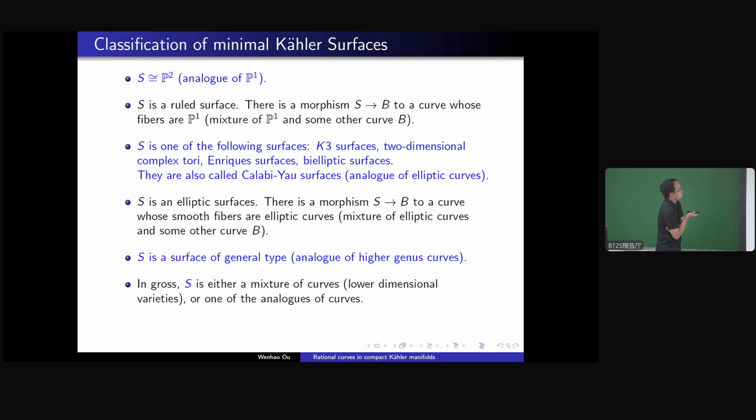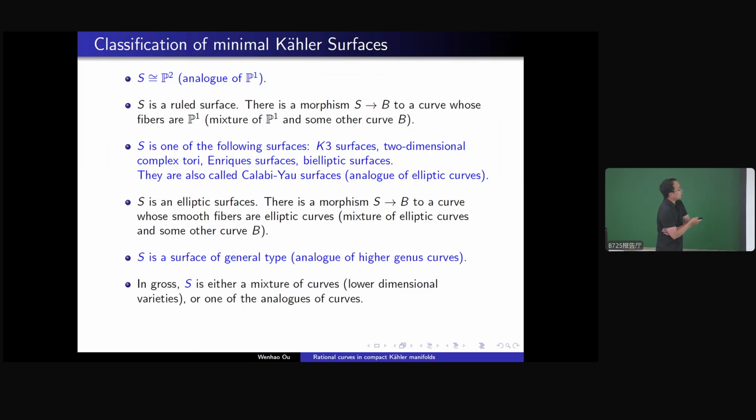And the fourth type, which is the second in black, we call an elliptic surface. Again, there is a morphism from S to another curve B. But now the smooth fibers are elliptic curves, not rational curves. For this type, I call it a mixture of elliptic curves and some other curve. So briefly, a minimal compact Kaehler surface is either a mixture of curves, those in black, or an analog of curves, one of those in blue. So this is the classification of minimal compact Kaehler surfaces.